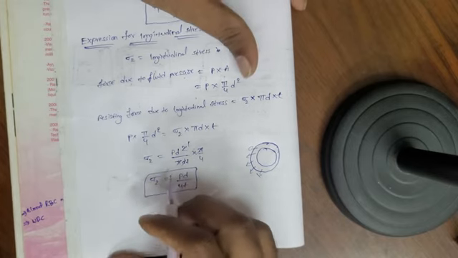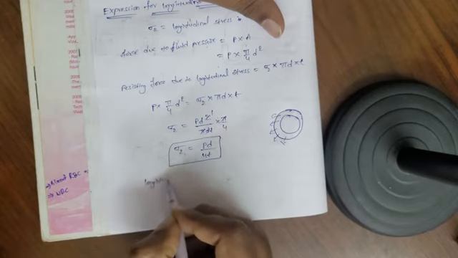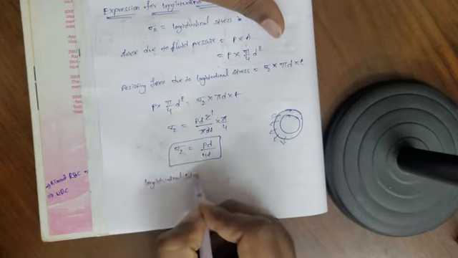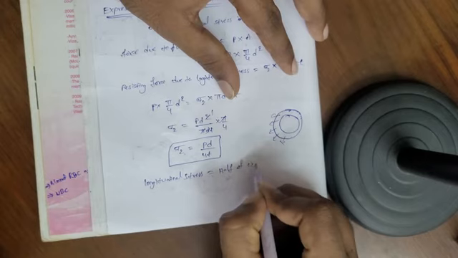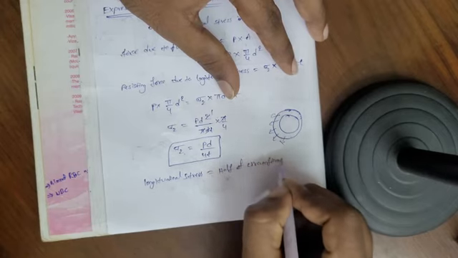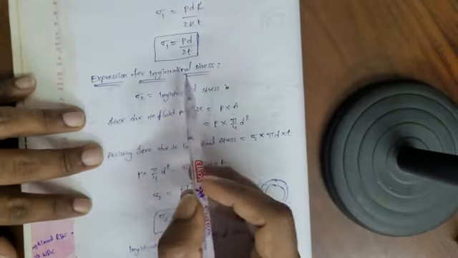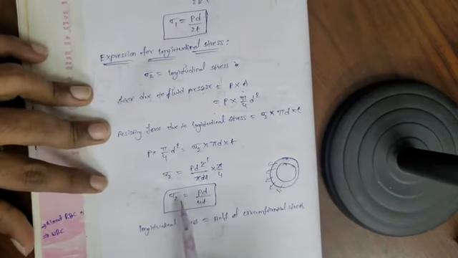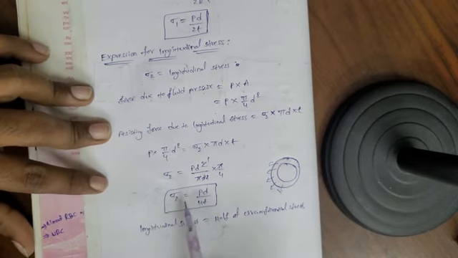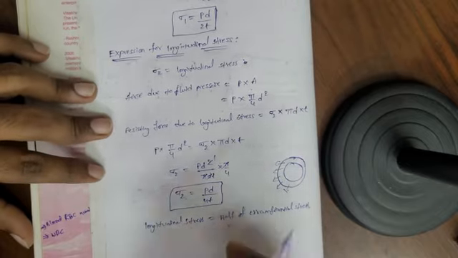This clearly shows that longitudinal stress is equal to half of circumferential stress, because here sigma 1 is pd by 2t and here sigma 2 is pd by 4t. So the relation between hoop stress and longitudinal stress is half of circumferential stress. So friends, I think you will understand.